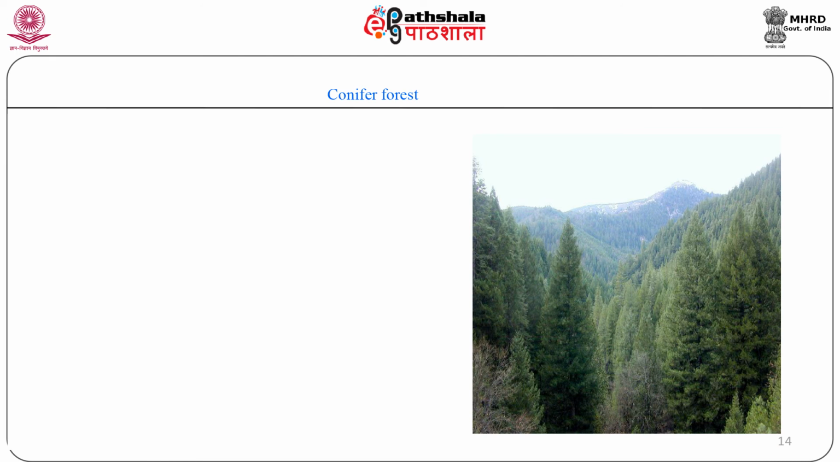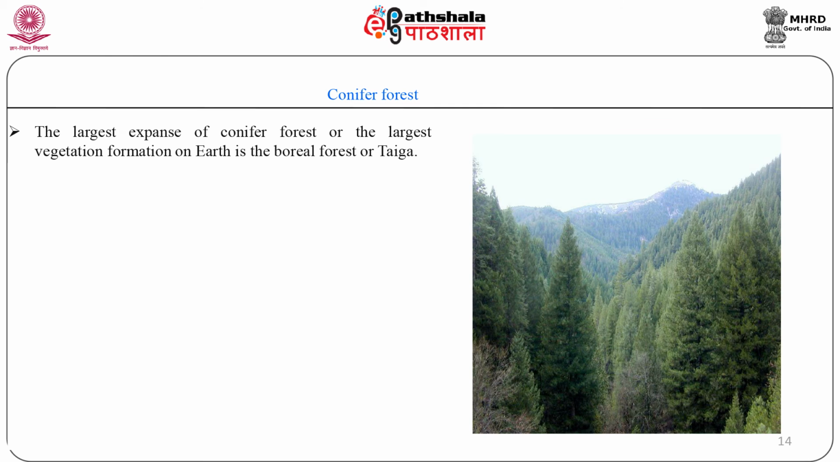About the conifer forest. The conifer forests dominate the cool temperate and boreal zones. The largest expanse of conifer forest, or the largest vegetation formation on Earth, is the boreal forest or taiga. This belt of coniferous forest encompasses the high latitudes of the northern hemisphere and covers about 11% of Earth's terrestrial surface.